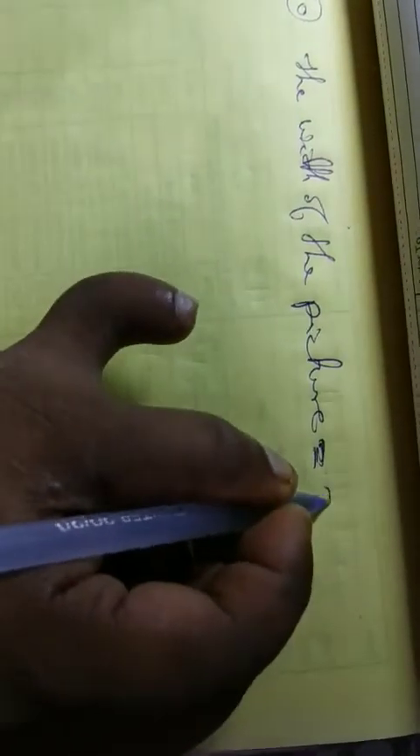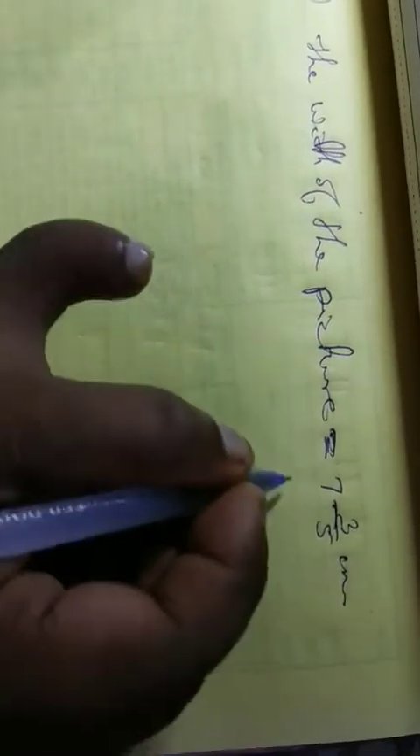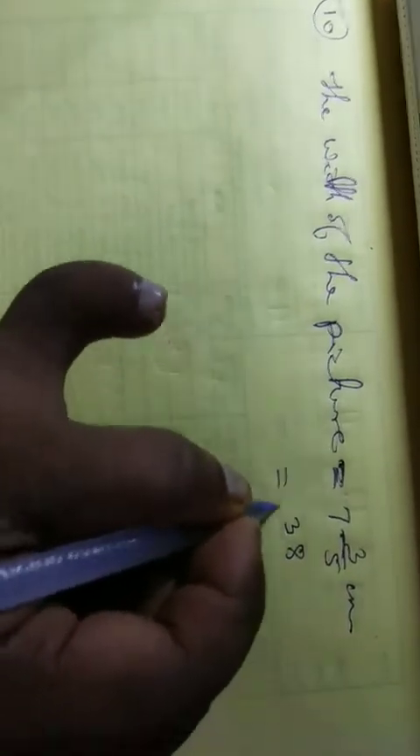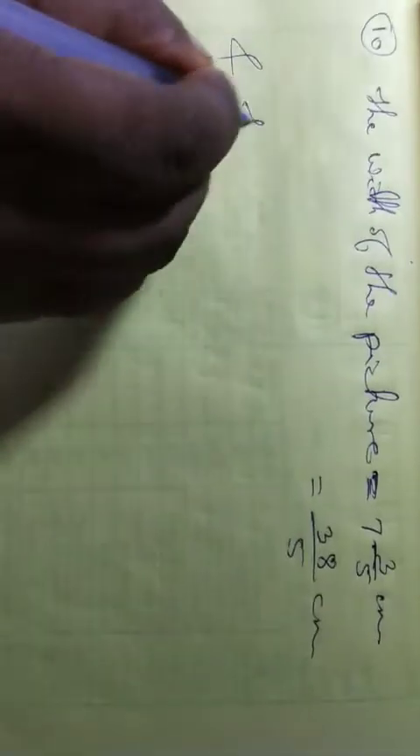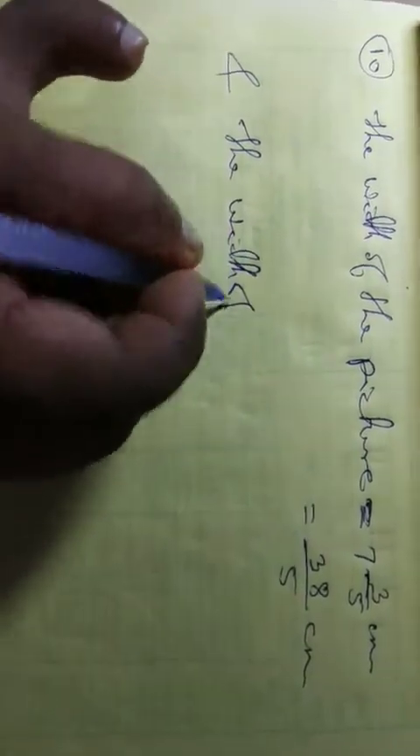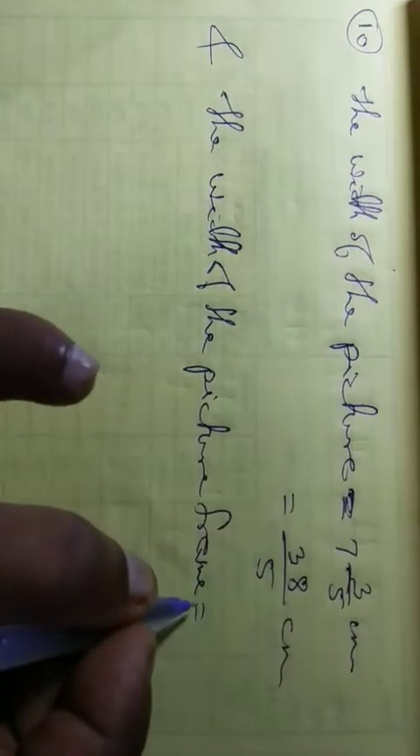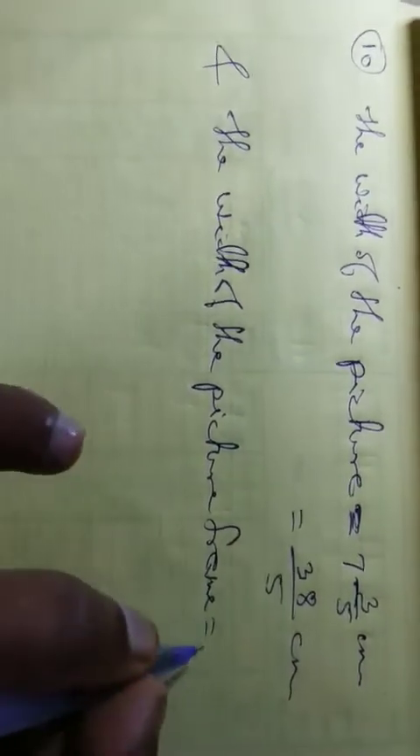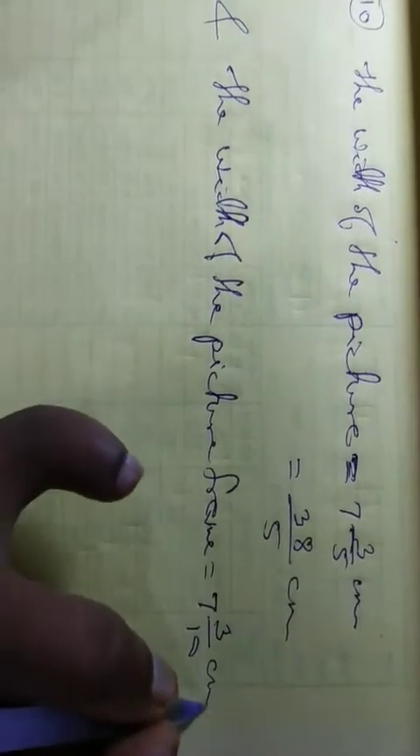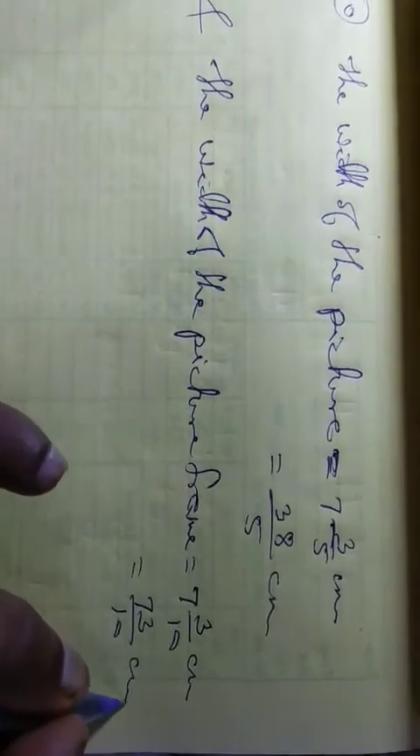So here the width of the picture is equal to 7 whole 3 by 5 centimeter, that is 38 by 5 centimeter, and the width of the picture frame is equal to 7 whole 3 by 10 centimeter, that is 73 by 10 centimeter.